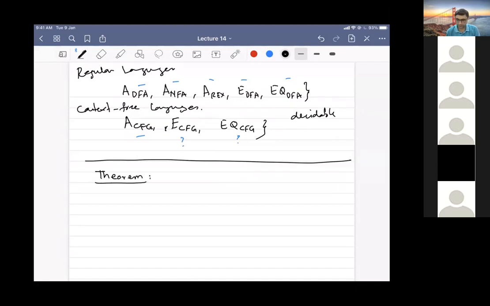So we have a theorem here, one more result. This result says that every context-free language is decidable. Can you prove it?